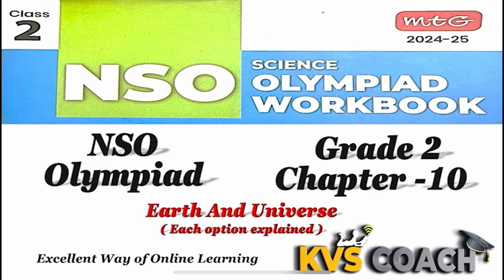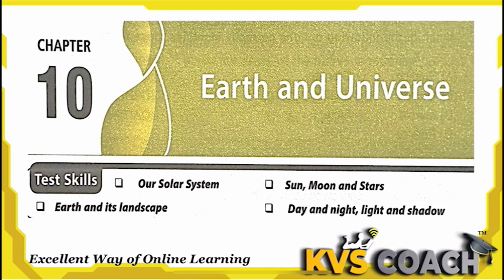Now we are going to discuss chapter 10 from your NSO Olympiad workbook. Let's start. Chapter name is Earth and Universe and topics covered are our solar system, sun, moon and stars, earth and its landscape, day and night, light and shadow.